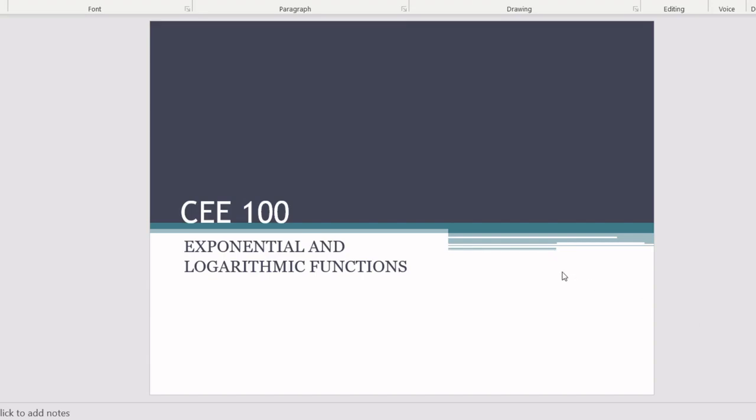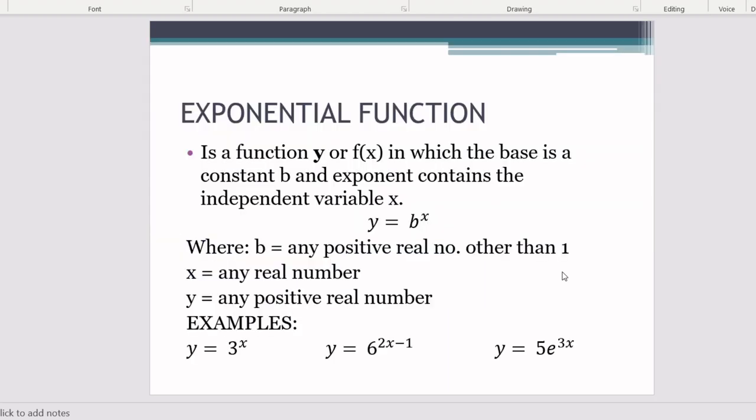Good day, everyone. We are going to discuss the very first topic of your second exam, which is all about exponential and logarithmic functions. All right, so let's go to the next slide.